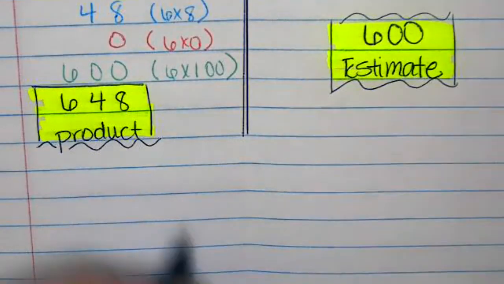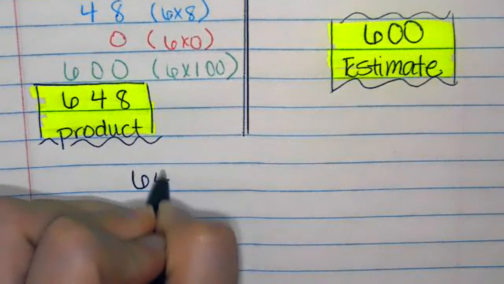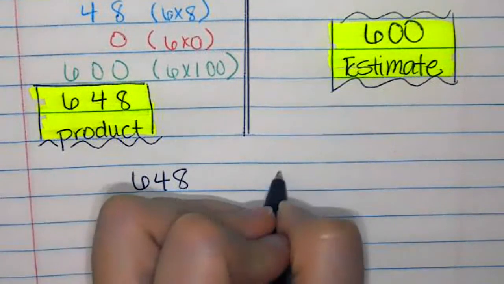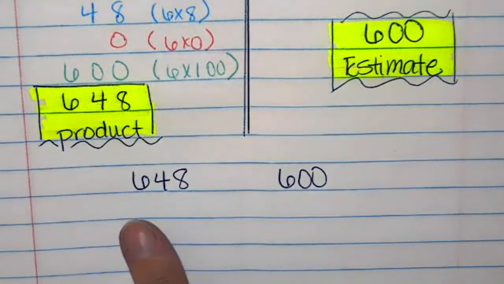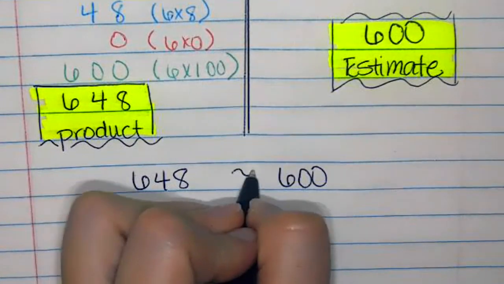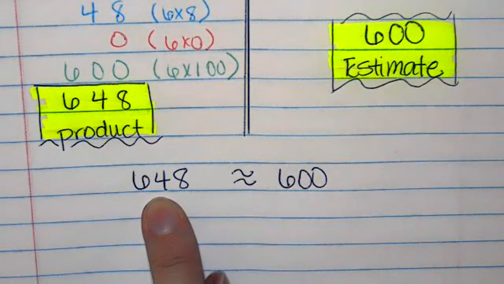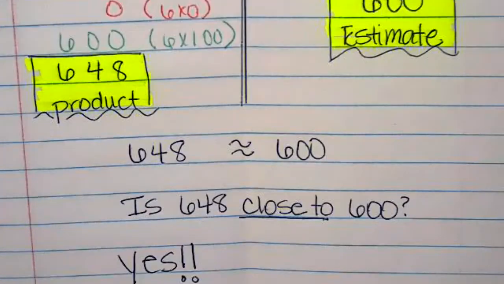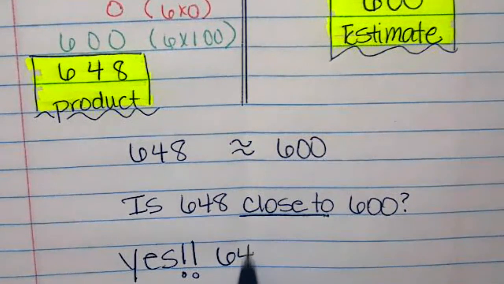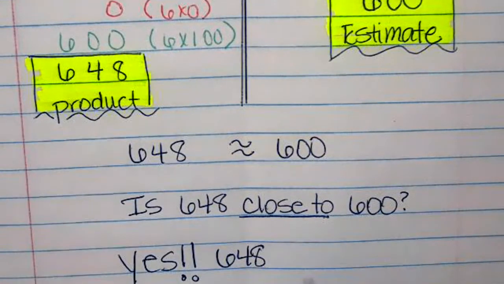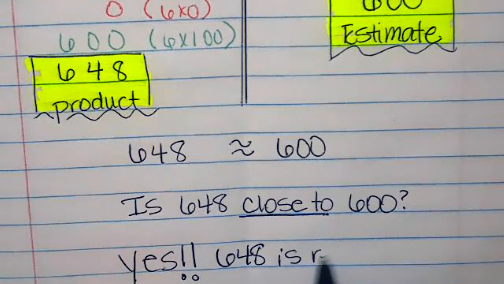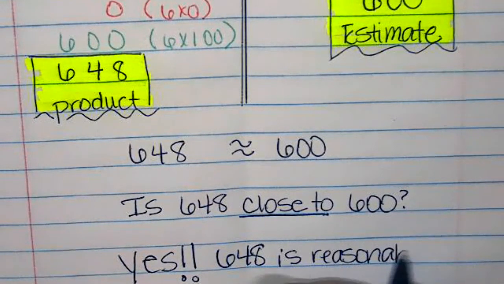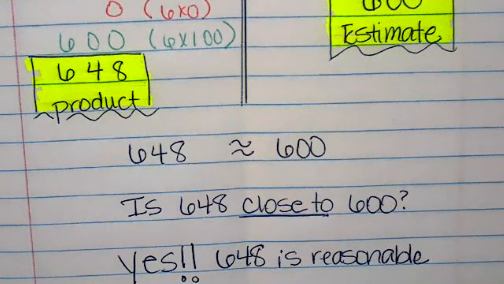All right, so I'm taking my actual answer, which is 648. That's what I found. And then my estimate, which is 600. Is that reasonable? Is that close to each other? If I had to round, this would round to 600. So is 648 close to 600? Yeah, it is close. So 648, the product that I got, is reasonable. It is reasonable to think that could be the answer. We were on the right track.